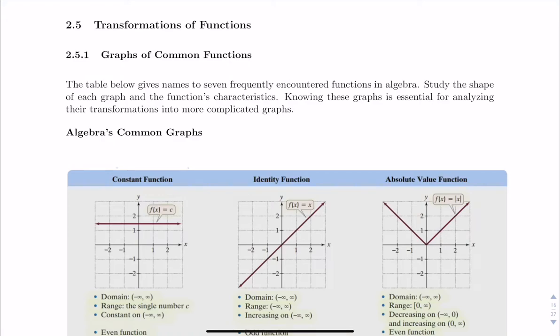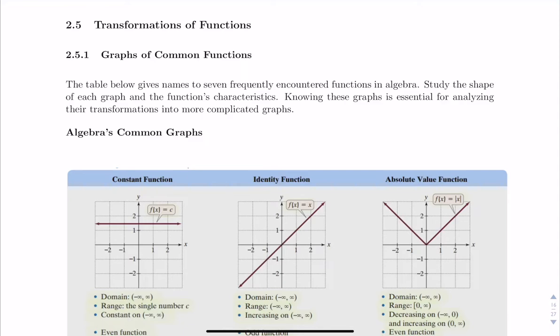In 2.5, we talk about transformations of functions. So we have a couple of common functions that we need to know what their graphs look like. The table below gives names to 7 frequently encountered functions in algebra. You'll want to study the shape of each graph and the function's characteristics. Knowing these graphs is essential for analyzing their transformations into more complicated graphs.